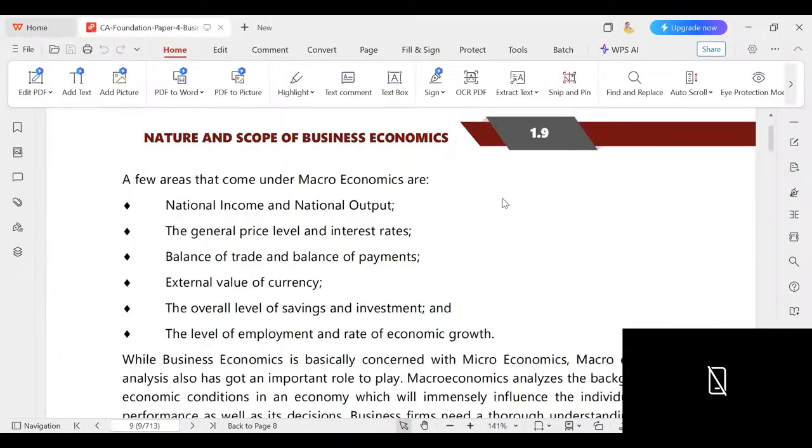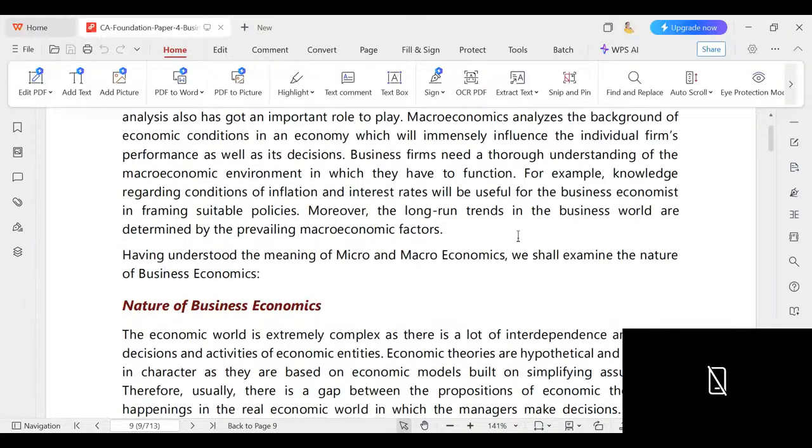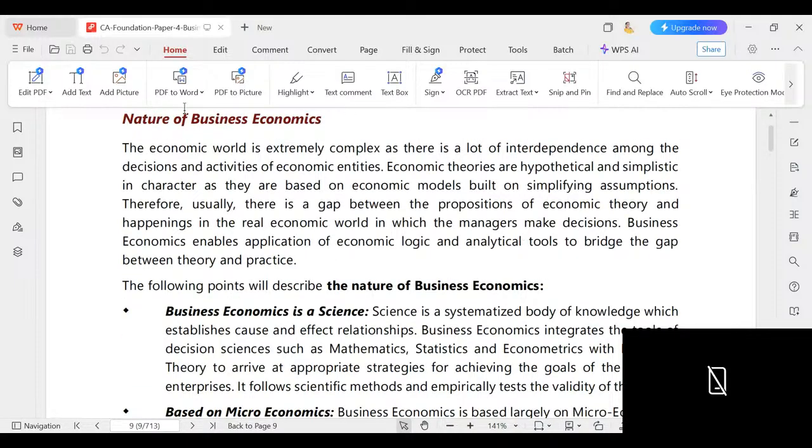The nature and scope of business economics. Some topics that come under macroeconomics are national income and national output, the general price level and interest rates, balance of trade and balance of payments, the external value of currency, the overall level of savings and investment, and the level of employment and rate of economic growth. These areas come under macroeconomics. That's all. The next one, nature of business economics.